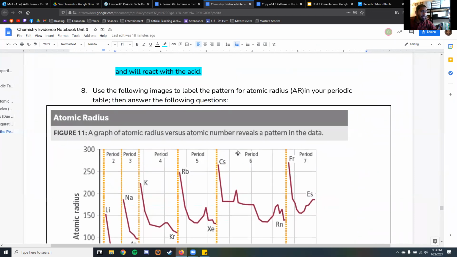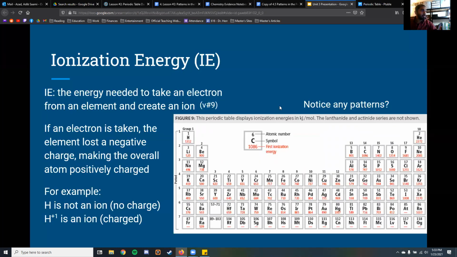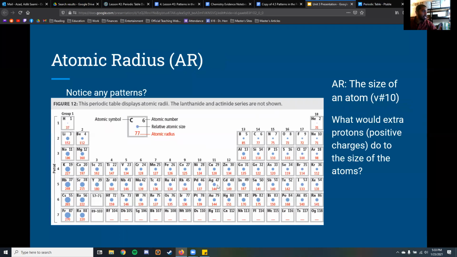So atomic radius is what it says on the tin, the size of an atom. If we're looking at atomic radius, you'll notice it's the opposite of ionization. If I look at cesium, it's a huge atom. And if I look at helium, it's so tiny. So these ideas are related, ionization and atomic radius.